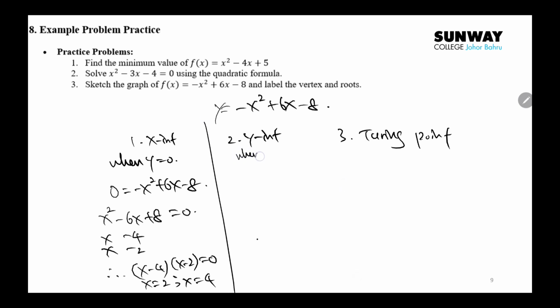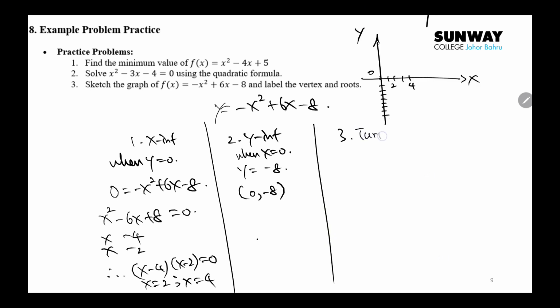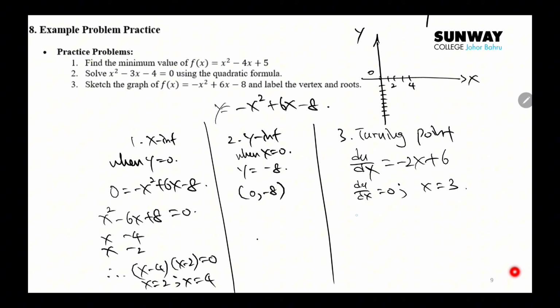The y-intercept is when x equals 0. When x equals 0, y equals negative 8. As simple as that. The third part is to determine the turning point. In this case, we can determine the turning point using either of the two methods we have learned. Here, we are going to use differentiation. So dy/dx is going to be negative 2x plus 6. When dy/dx equals 0, you will have x equals positive 3. Substitute the value of 3 into the equation: negative 9 plus 18 minus 8. So you'll get positive 1.